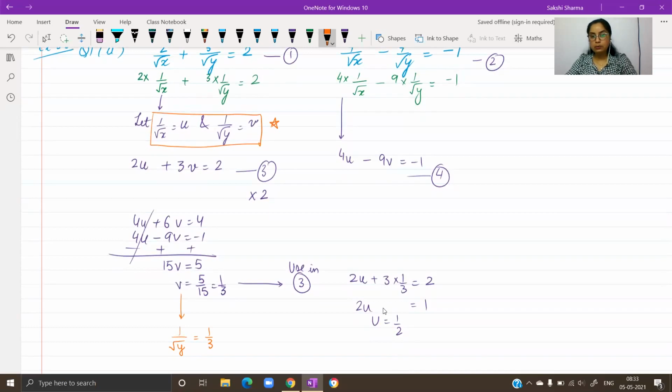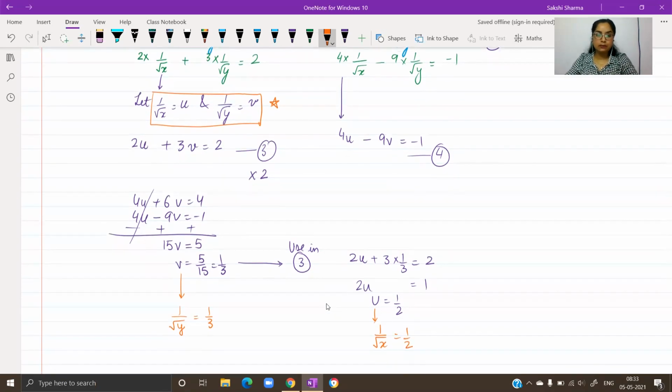Simplify and obtain what will be the value of x, y, and u represents 1 over square root of x. Square and cross multiply or cross multiply and then square both sides. The answer for y comes out to be 9 and for x it comes out to be 4.